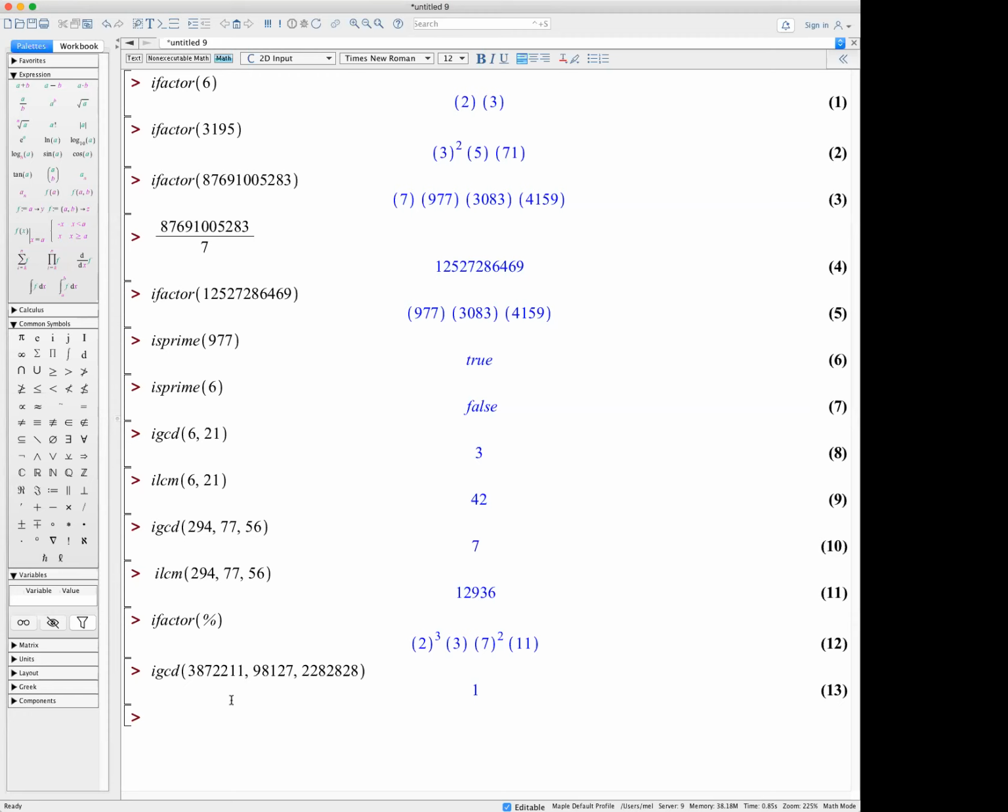Professor, will we be able to use Maple in the exam? For some things, yes.